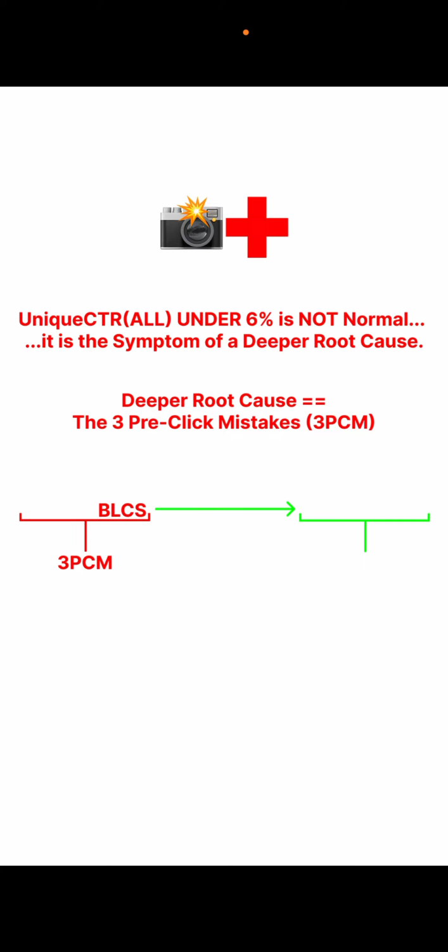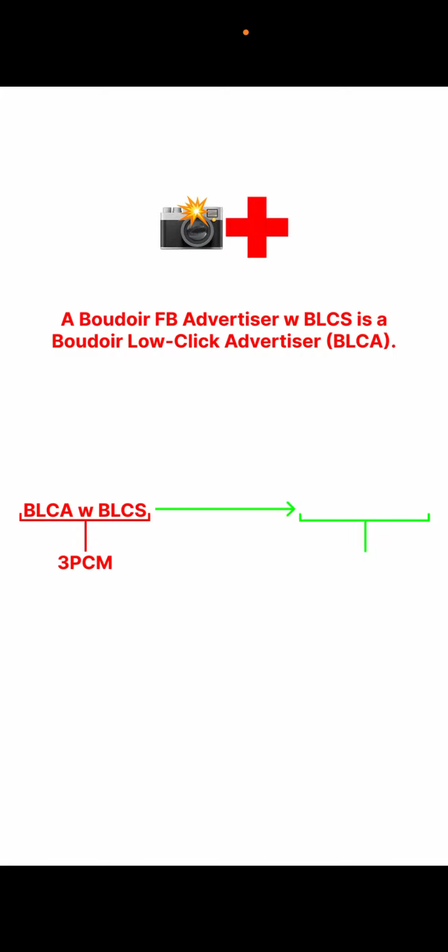We always gotta be above 6%. And a unique CTR under 6% is not normal, although it is the most common thing I'm seeing out there with Boudoir Facebook advertisers spending more than 10 grand a month in Boudoir Facebook ads. This is actually the symptom of a deeper root cause. And the deeper root cause is the 3 pre-click mistakes, which we'll talk about at the end. We also know that a Boudoir Facebook advertiser with BLCS is a Boudoir low-click advertiser, a BLCA. So we got our universe building up here. A BLCA with BLCS is caused by the 3 pre-click mistakes.